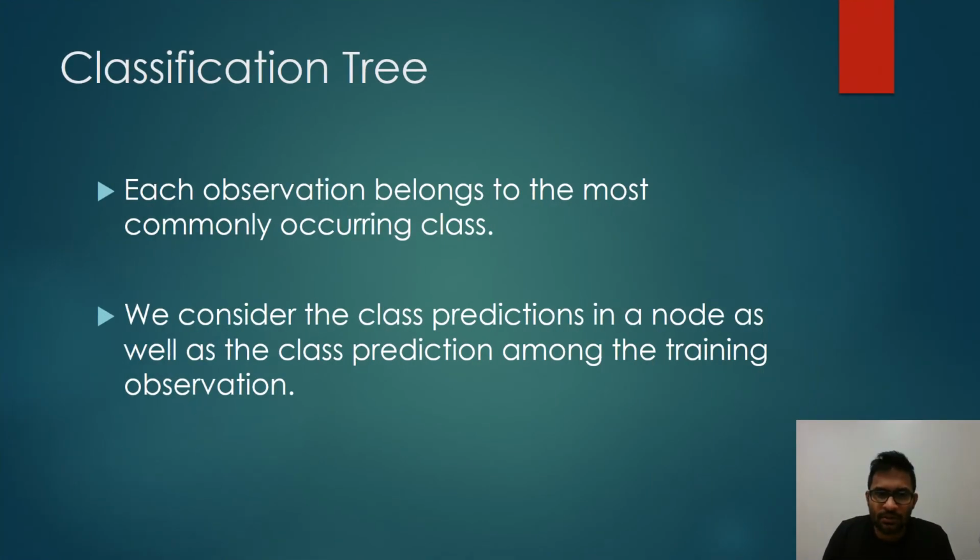So last but not least, we tried the classification tree. A classification tree predicts that each observation belongs to the most commonly occurring class of training observations in the region to which it belongs. So when interpreting the results of the classification tree, we consider the class prediction in a node as well as the class proportions among the training observations that fall in that region.